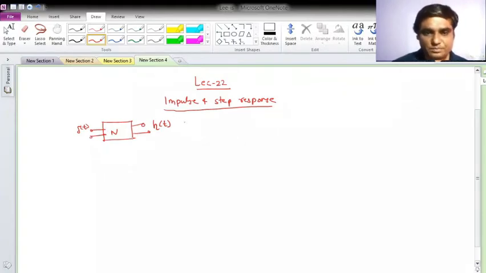Okay, now before going into detail for finding the impulse and step response, let us discuss the singularity functions that we are using, that is, the impulse function and step function. What is the impulse function and what is the step function? And also we will see why we generally use the impulse response or step response for the analysis of circuits.